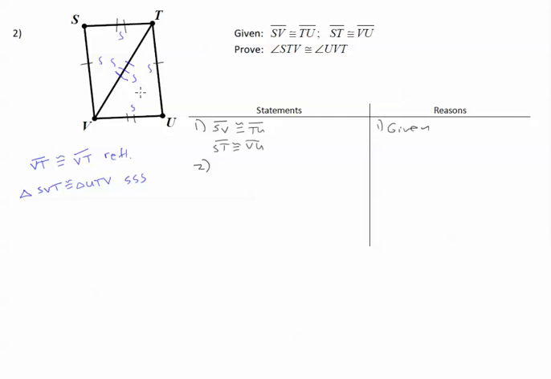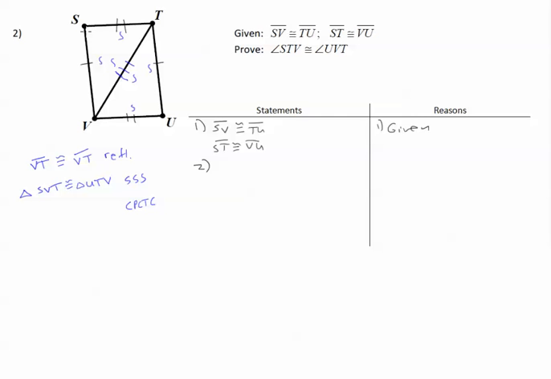Now I know that these two triangles are congruent, and I know that corresponding parts of these congruent triangles are also congruent. That's where we get CPCTC from. I'm trying to prove that angle STV is congruent to angle UVT. And there's a ton of true statements I can make out of here, but I'm ready just to jump to my proof.